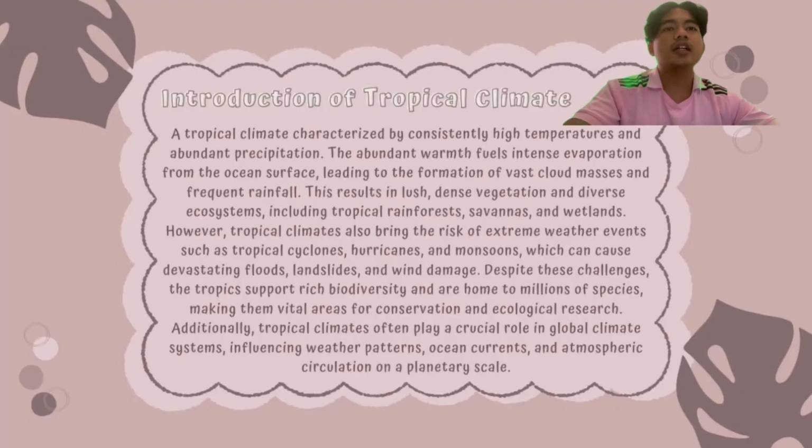Introduction to tropical climate. A tropical climate is characterized by consistently high temperature and abundant precipitation. The abundant warmth fuels intense evaporation from the ocean surface, leading to the formation of vast cloud masses and frequent rainfall. This results in lush vegetation and diverse ecosystems including tropical rainforests, savannas, and wetlands. However, a tropical climate also brings the risk of extreme weather events such as tropical cyclones, hurricanes, and monsoons.